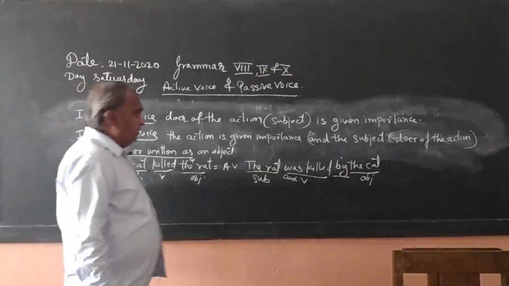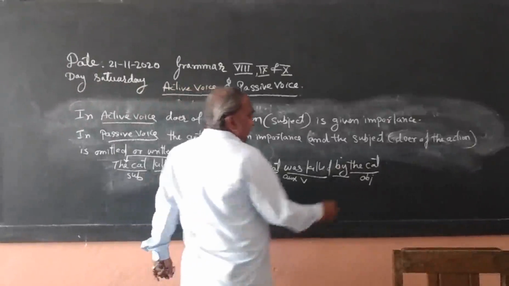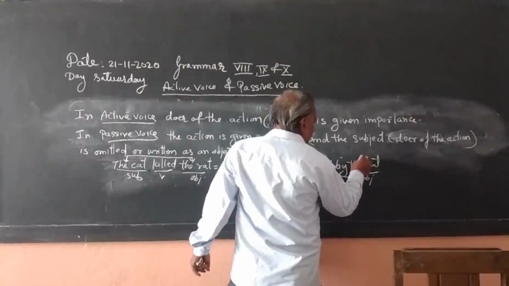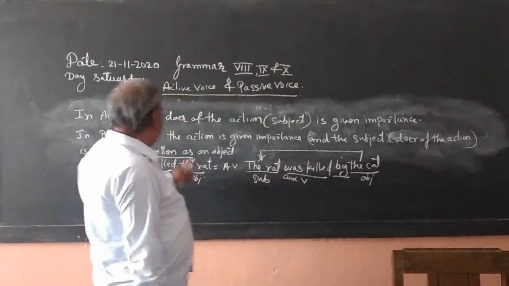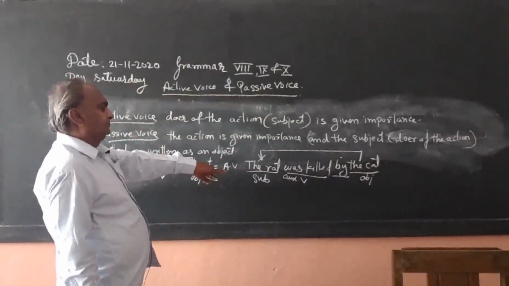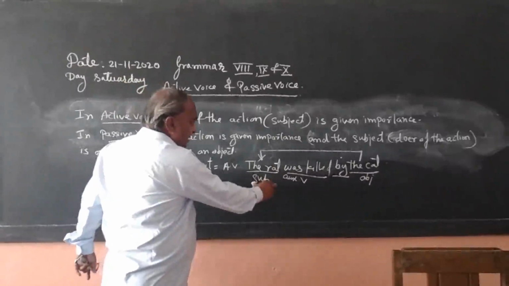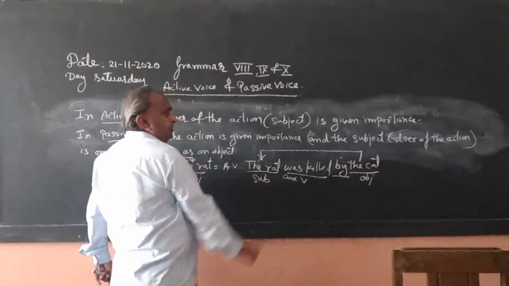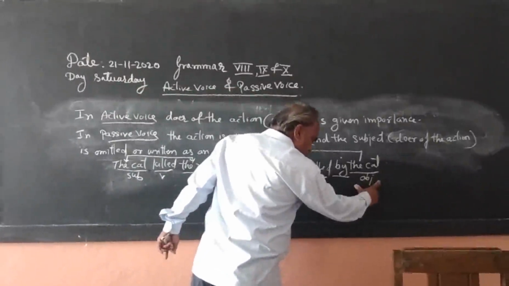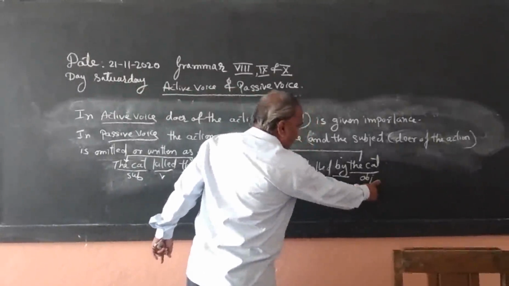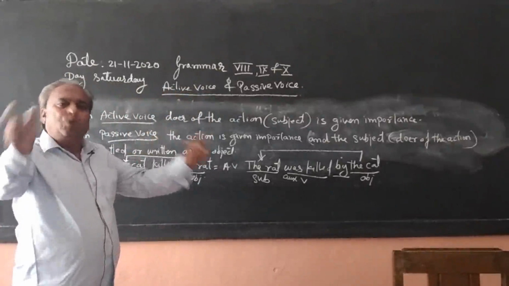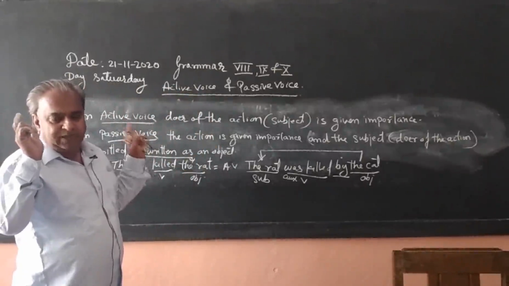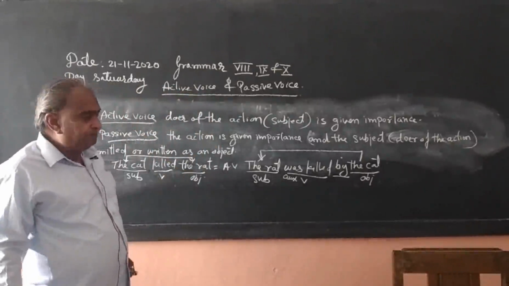So now the action is passing from the object to the subject. This is the reverse here. The receiver of the action has come as the subject of the verb. When the doer of the action has gone as the object of the verb, then the sentence will be in passive voice. Clearly, I think you all have understood this.